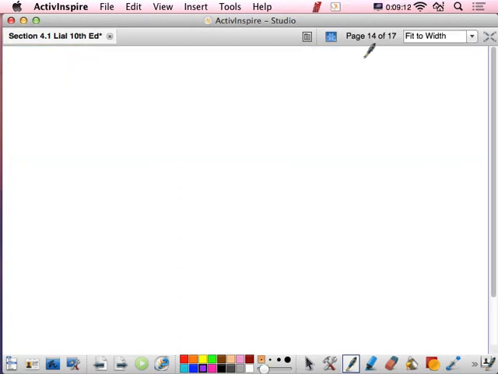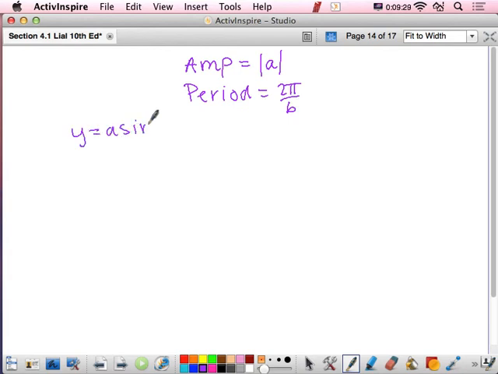Okay, so what we know so far is that to find the amplitude, we take the absolute value of A, and to find the period, we take 2 pi and divide it by B. And then for sine graphs, here's what we have figured out. You may not know it yet, but you're about to.